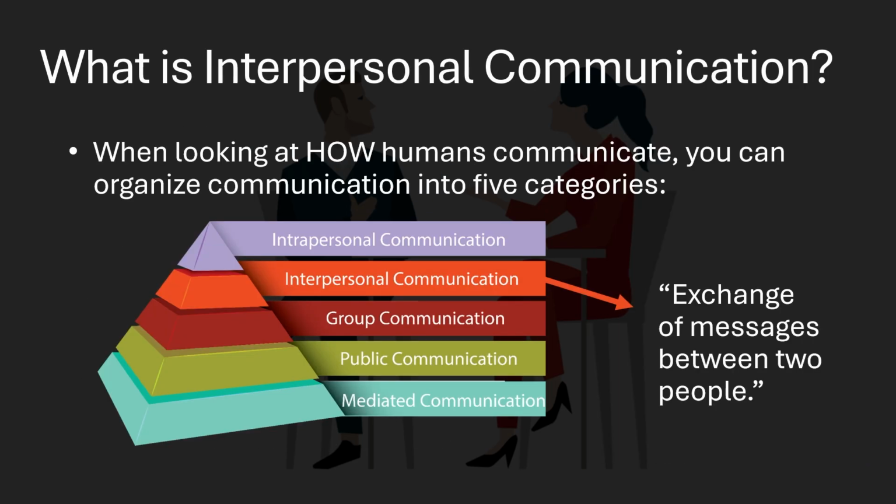Now let's talk about defining interpersonal communication. And something important to think about is thinking about interpersonal communication in the context of other types of communication. When you're looking at how humans communicate, you can organize communication into 5 categories, as shown with this pyramid on the screen. At the top, you have intrapersonal communication, which is communication with yourself.